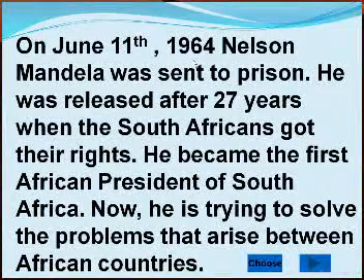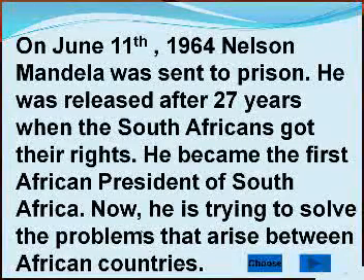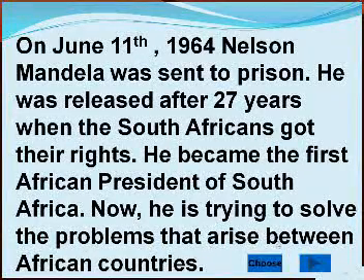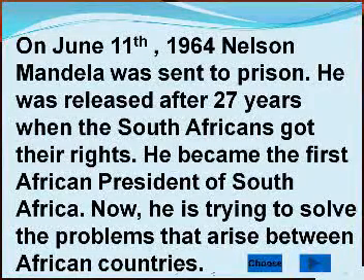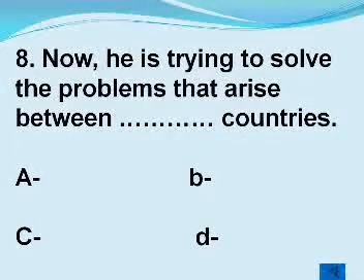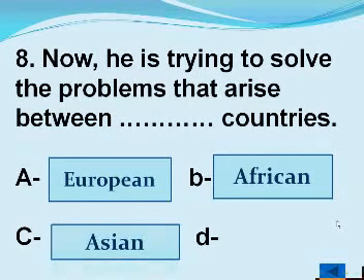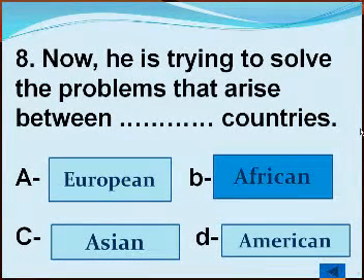Okay, here you have it. I guess the last 3 lines are the most important ones for us here. Now he is trying to solve the problems that arise between African countries. African countries. So of course the answer is between European, African, Asian, or American. Of course it's African. Very clear. Okay, African countries. Now we'll move on to text 2, which is a little bit longer than the previous one.